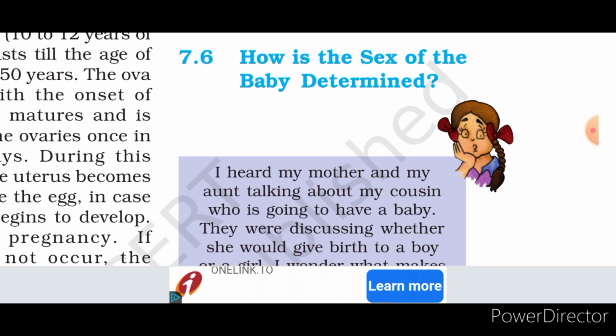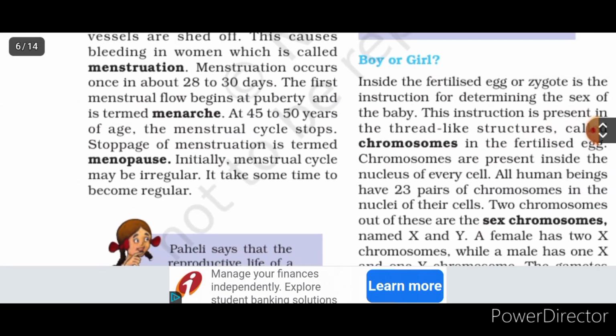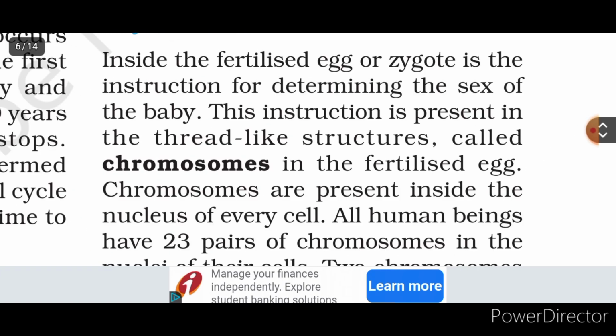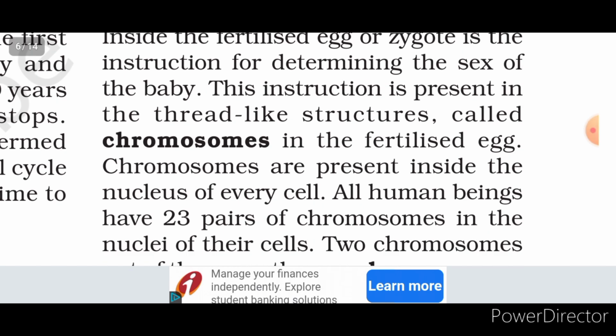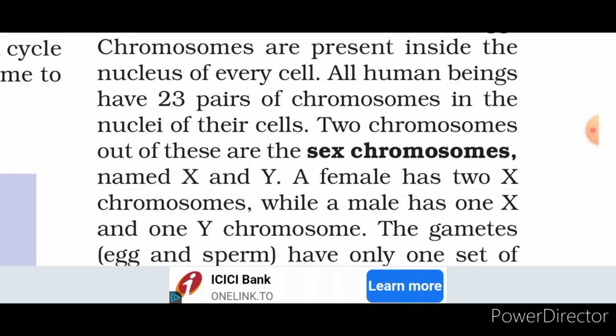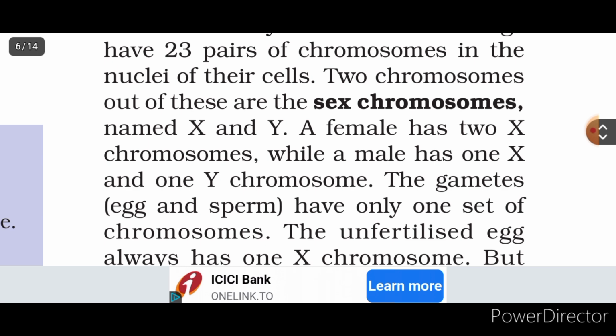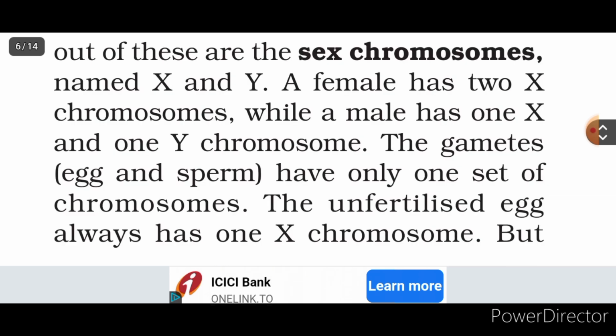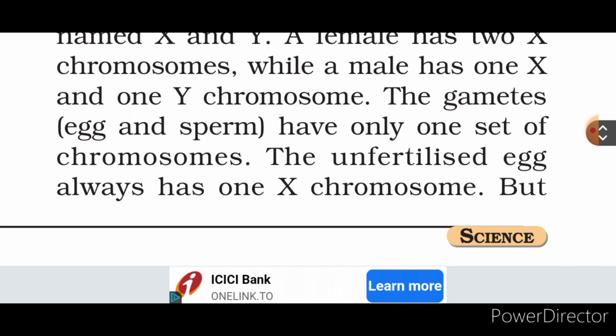How is the sex of the baby determined? Boy or girl, inside the fertilized egg or zygote is the instruction for determining the sex of the baby. This instruction is present in the thread-like structures called chromosomes. In the fertilized egg, chromosomes are present inside the nucleus of every cell. All human beings have 23 pairs of chromosomes in the nuclei of their cells. Two chromosomes out of these are the sex chromosomes named X and Y. A female has two X chromosomes while a male has one X and one Y chromosome.